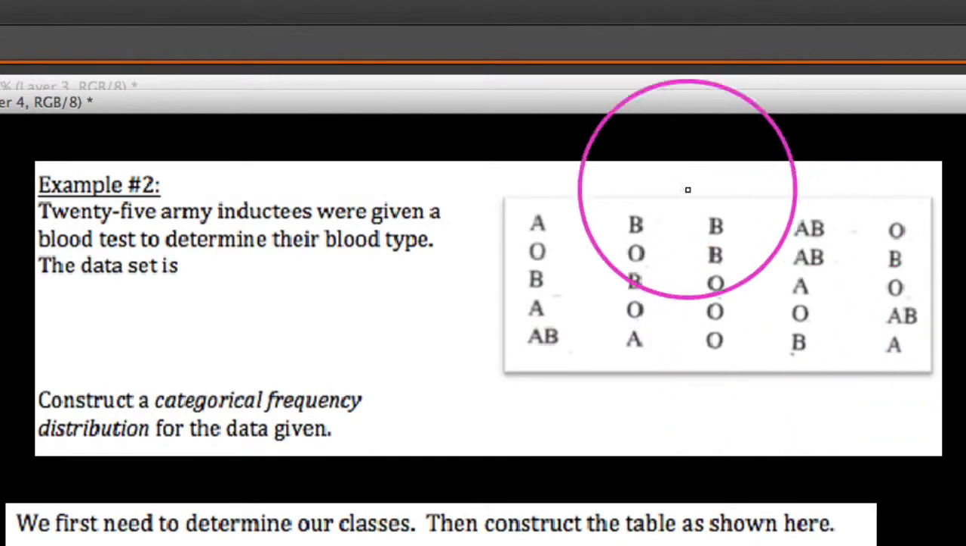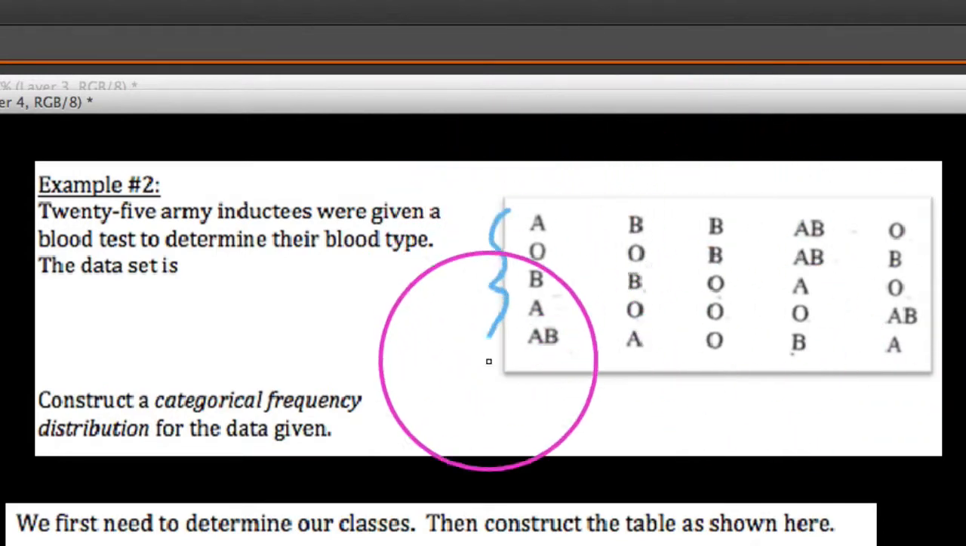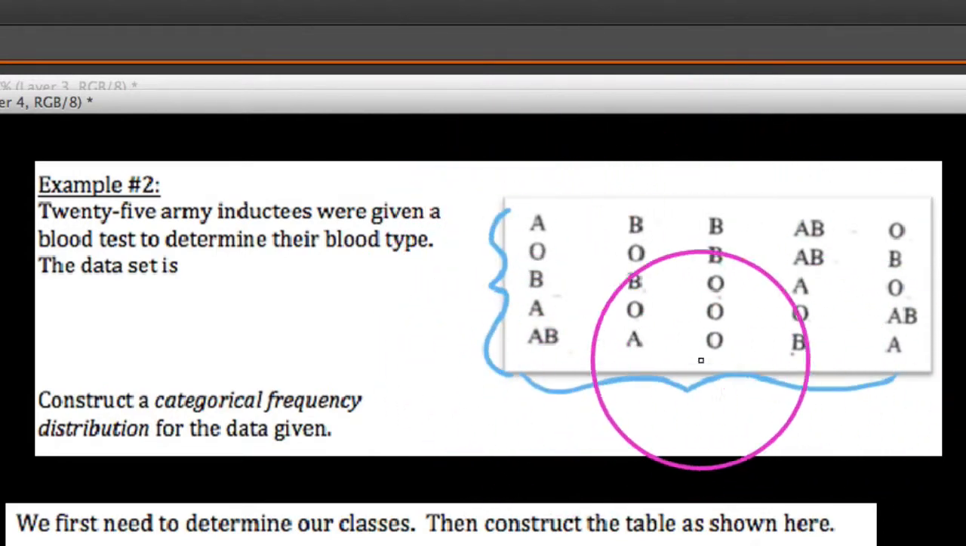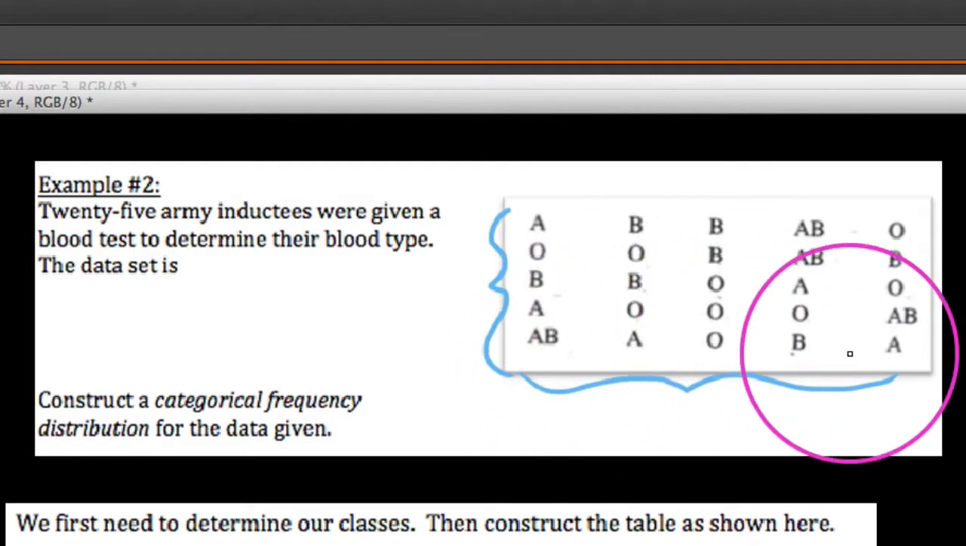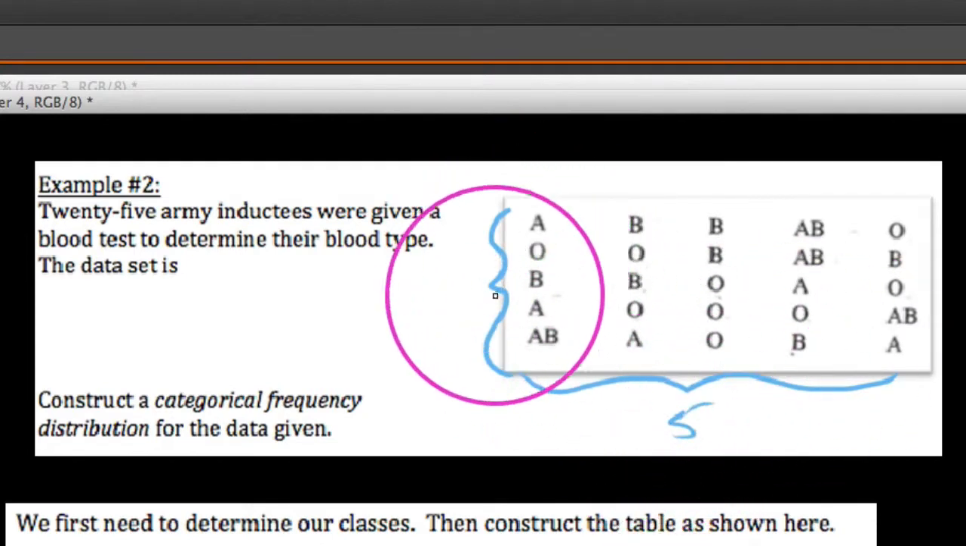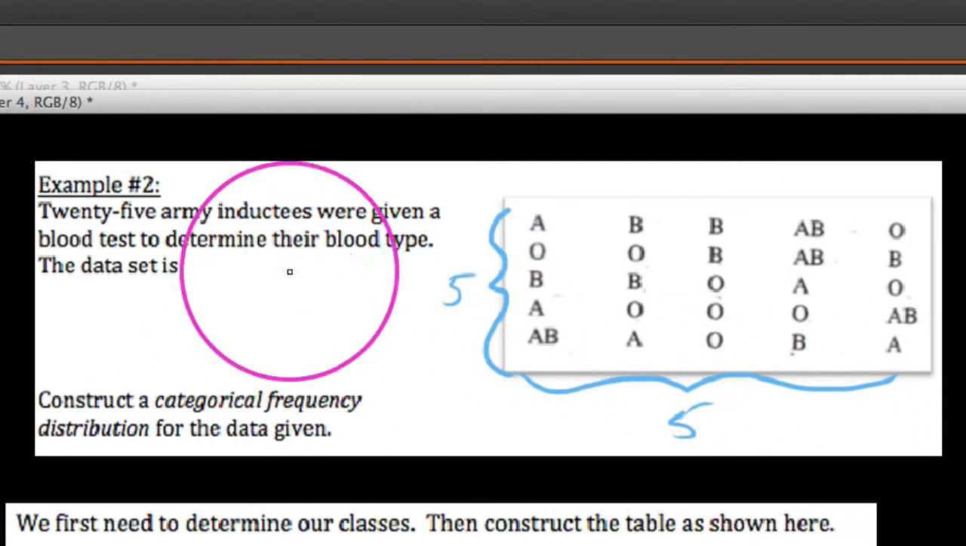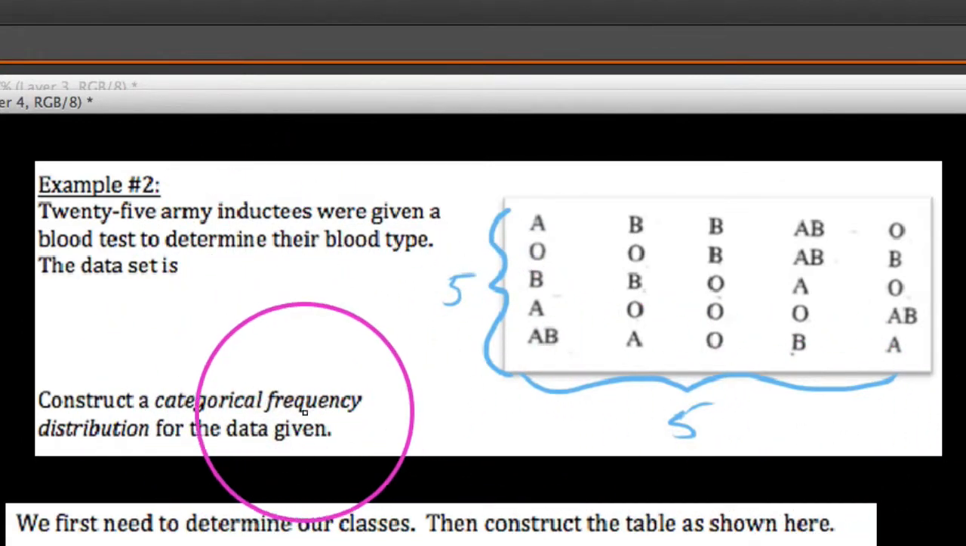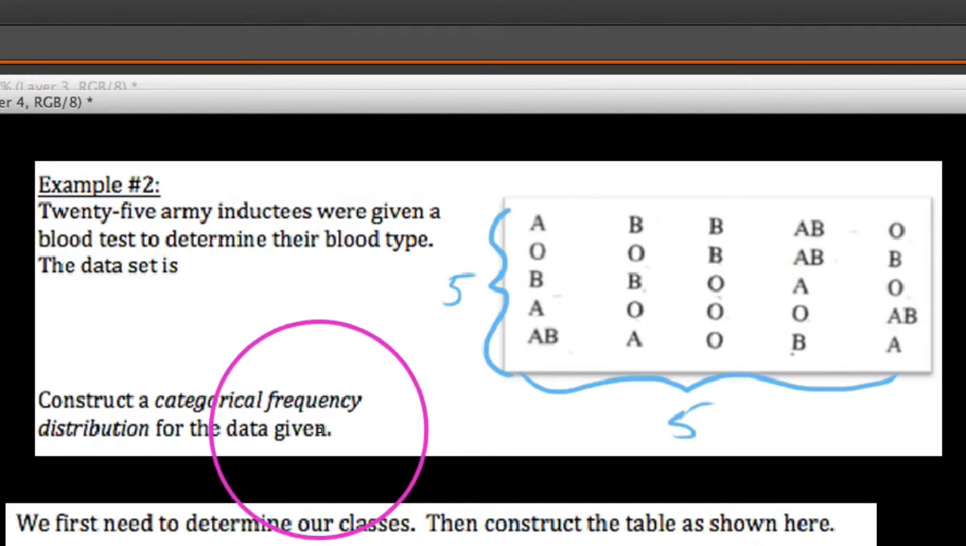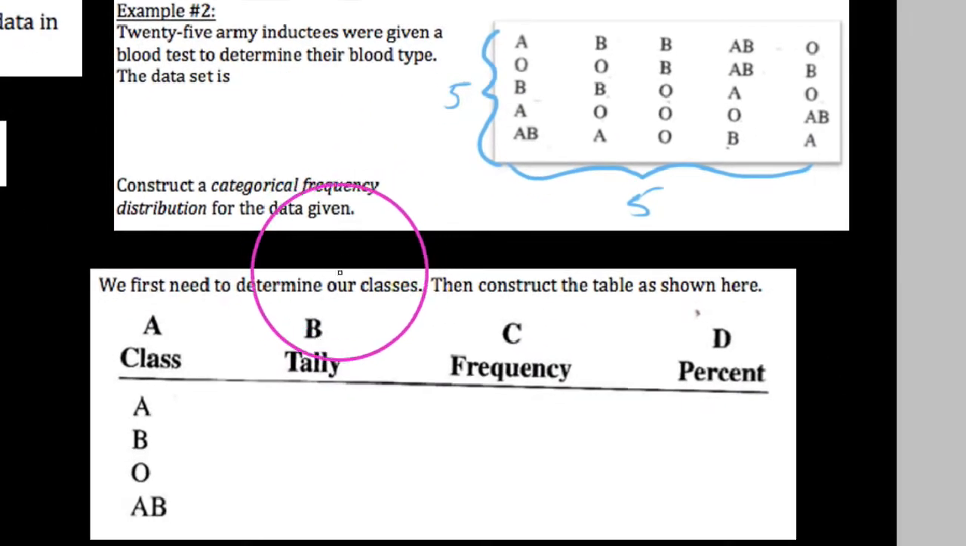So we see their blood types here, and you notice that we are organizing this raw data again into a row-column array. So we have 1, 2, 3, 4, 5 columns, and 1, 2, 3, 4, 5 rows. It makes it easy to count that we have 25 total data. But what we want to do is create a categorical frequency distribution for the data. The first thing you always do when you create a distribution is start with your classes. You need to determine the classes first.